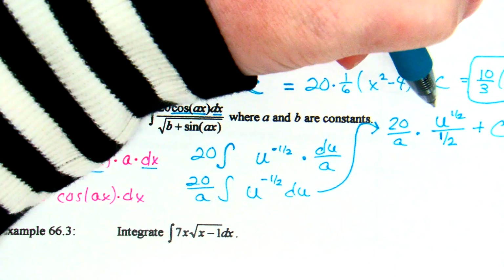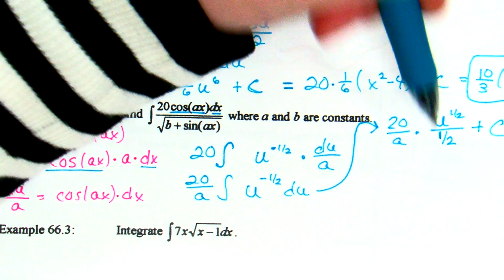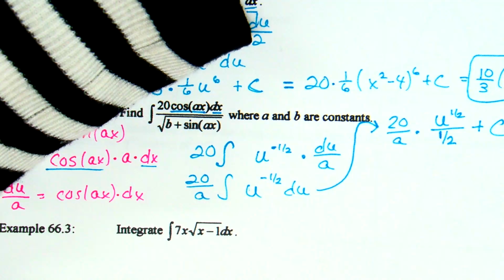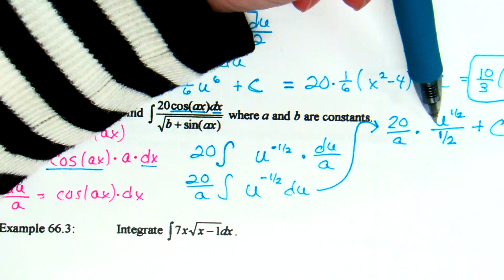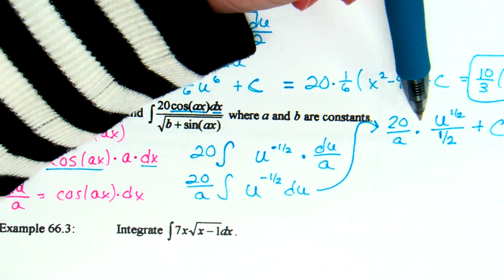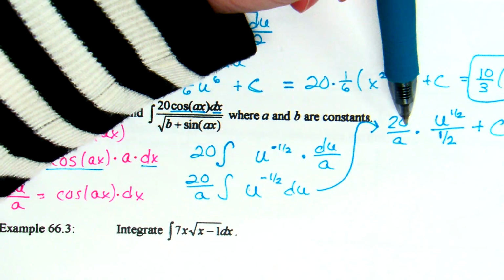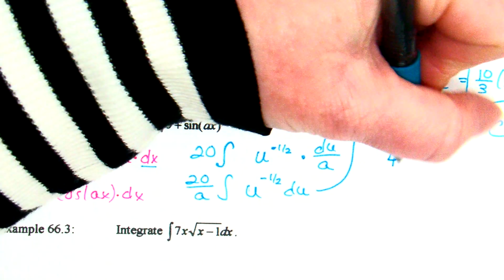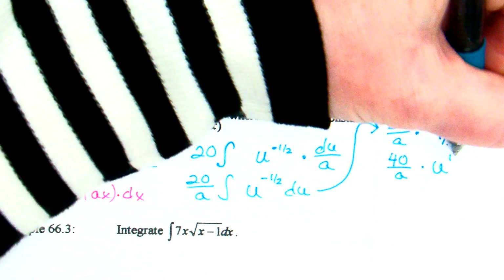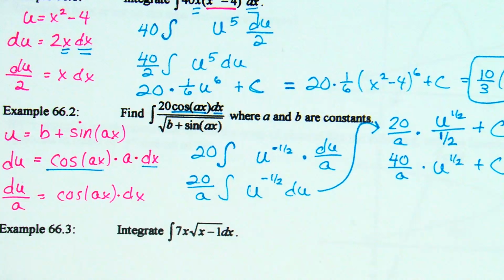So, dividing by 1/2 is multiplying by 2. Options for where you want to put the 2. If we bring it up and say 2u to the 1/2, what's that also going to multiply by? The 20. And 2 times 20 is 40. So how about 40 over a times u to the 1/2 plus c.